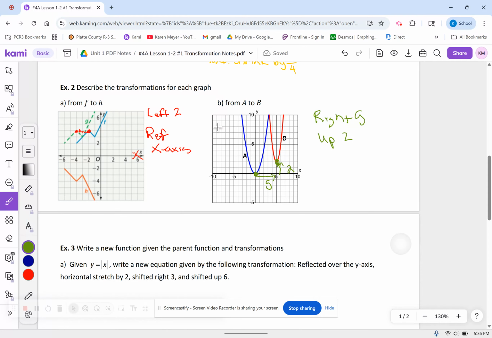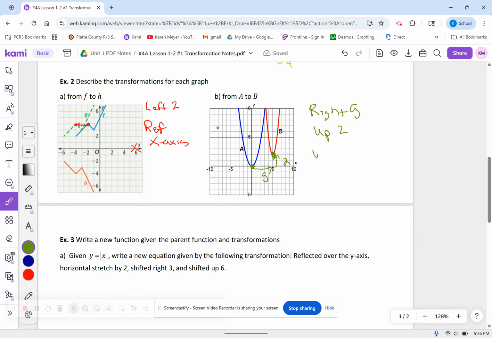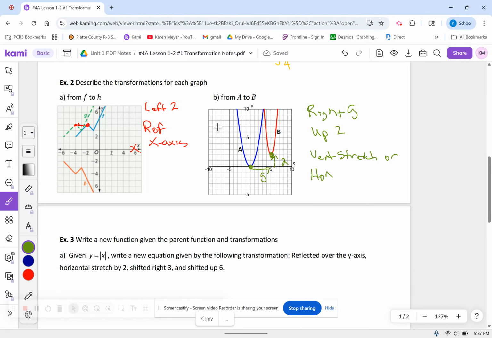You could say either it is a vertical shrink. I'm sorry, vertical stretch. My bad, I cannot write today. Vertical stretch. Or the other one you could say is a horizontal shrink. I don't care which one of these you write, but you need to have one of them because they both make the picture become more narrow.